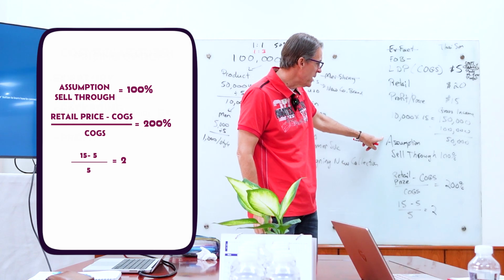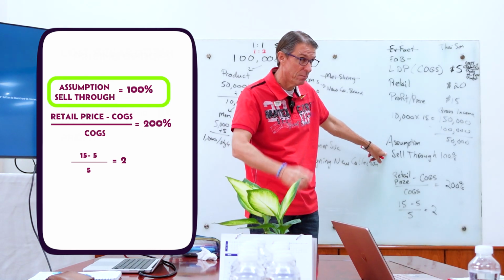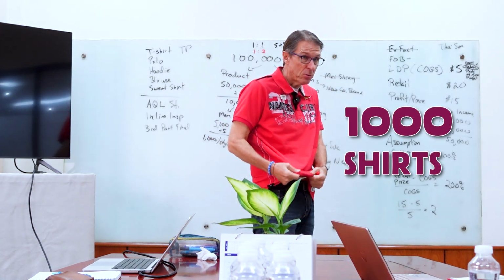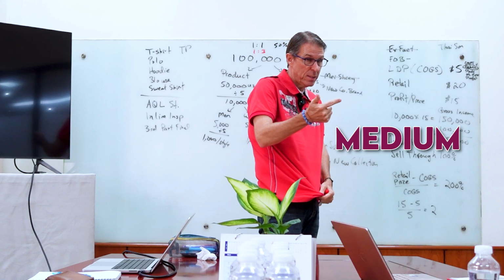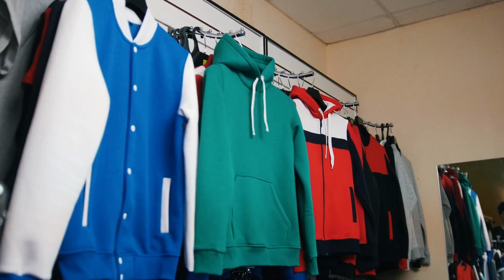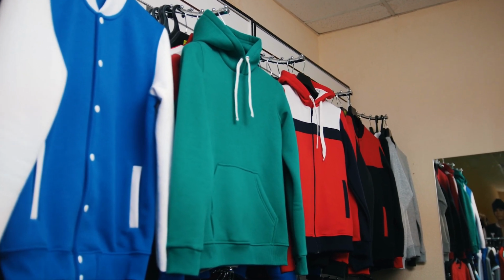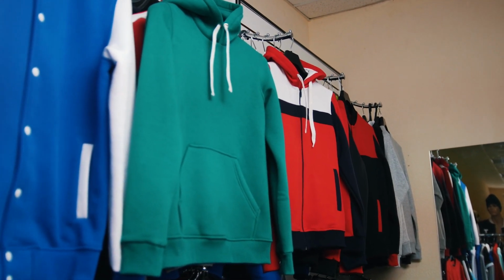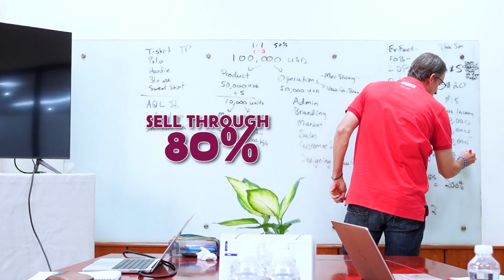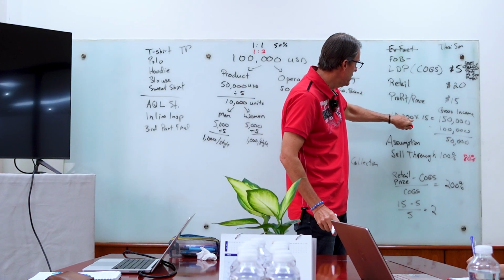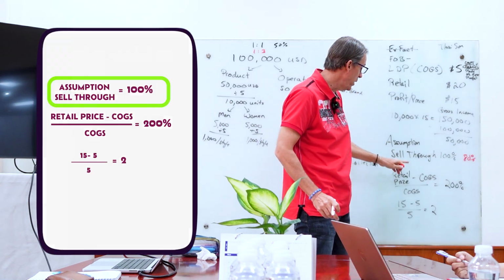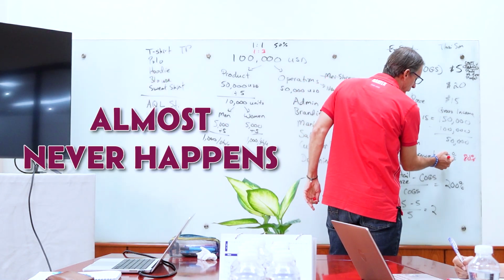Some assumptions that we're making is that you sell through 100%. That's key. Do you understand what sell through is? So for example, if I make 1,000 shirts like this, small, medium, large, extra large, I probably will not sell all of them. There will be a few left over. Some small, some extra large, after 6 months. So maybe I sell through 80%. And of course, then this number changes. So this is in a perfect world with 100% sell through, which almost never happens.